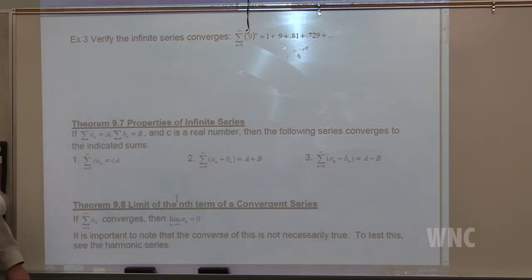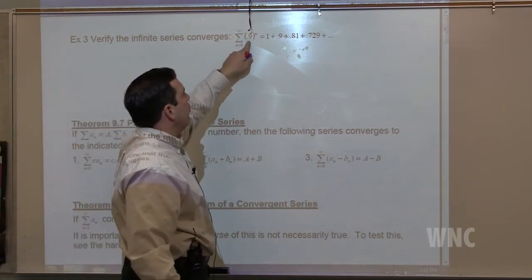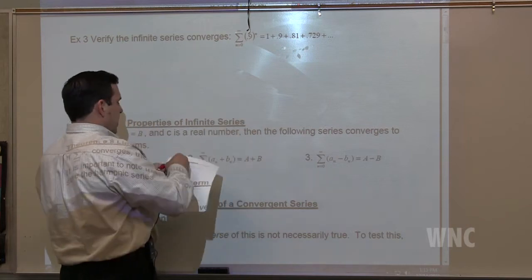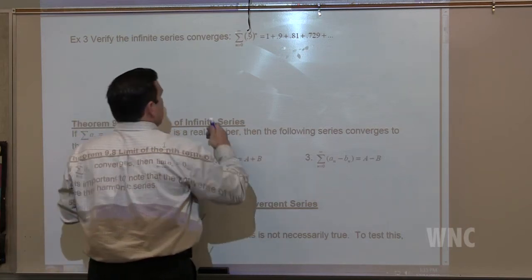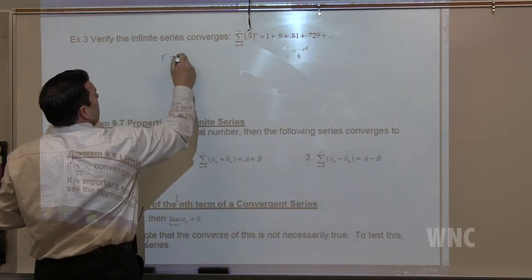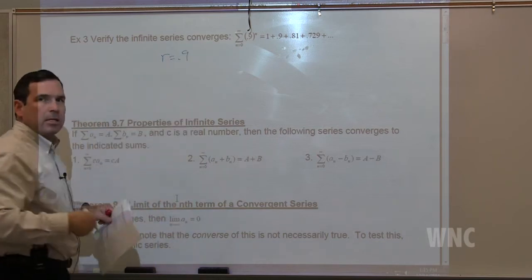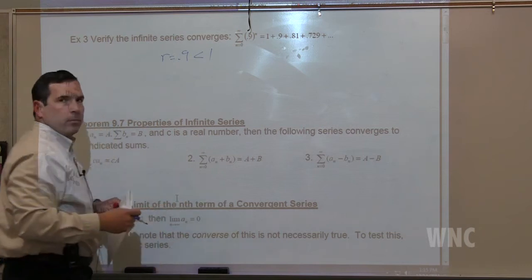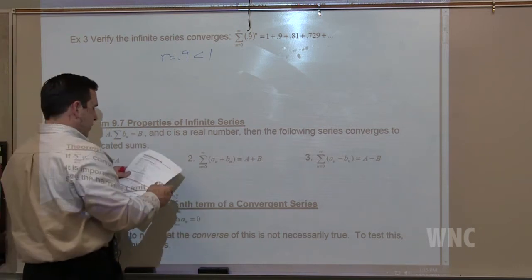Okay, verify the infinite series converges. We have this series, n goes from 0 to infinity of 0.9 to the n power, expanded a little bit. So our common ratio r is 0.9 in this. That's the thing that's raised to the n power. 0.9 is less than 1. Therefore, the series converges.